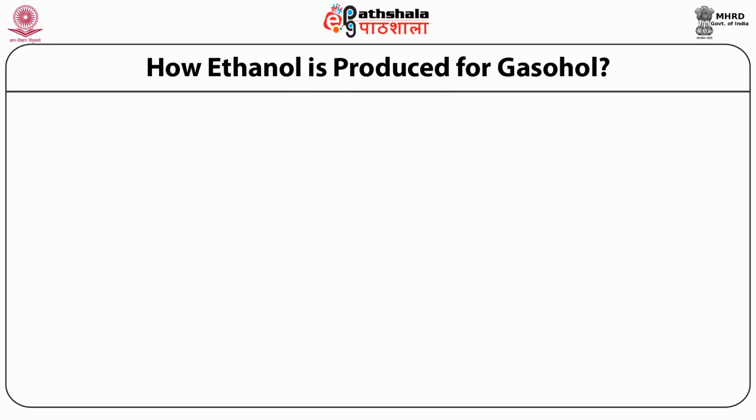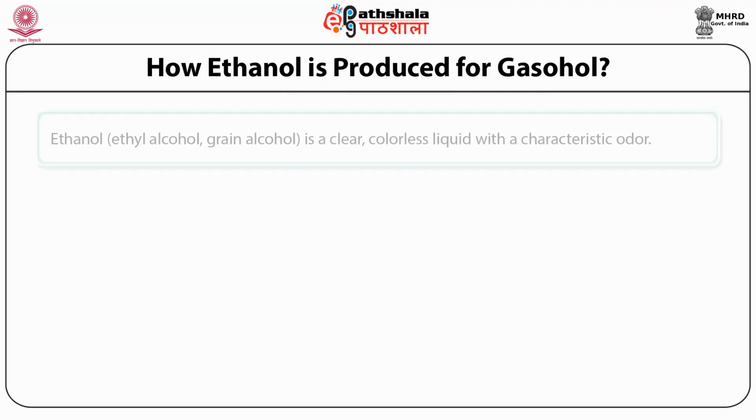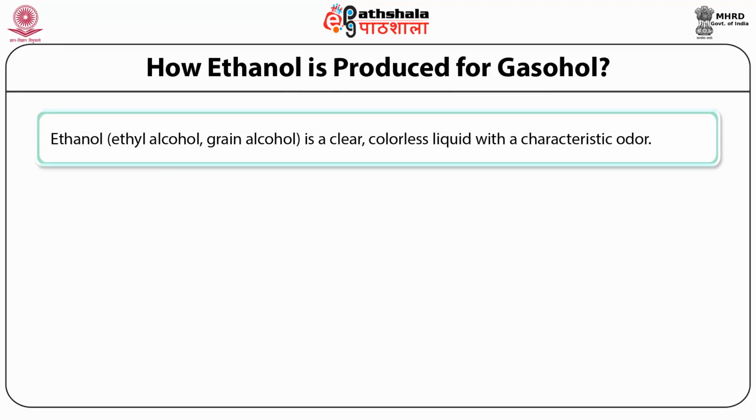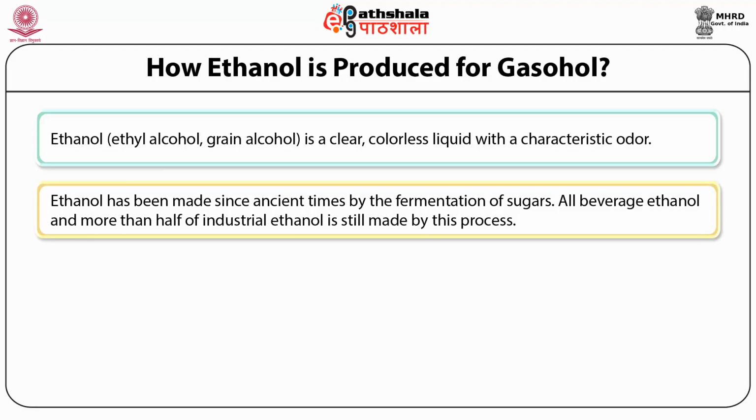Then how is ethanol produced for gasohol? Ethanol is also called ethyl alcohol or grain alcohol. Ethanol is a clear, colorless liquid with a characteristic odor. The process of ethanol manufacturing has been practiced since ancient times by the fermentation of sugars. All beverage ethanol and more than half of industrial ethanol is still made by this process. But the beverage ethanols contain some impurities so that it can be consumed as such.